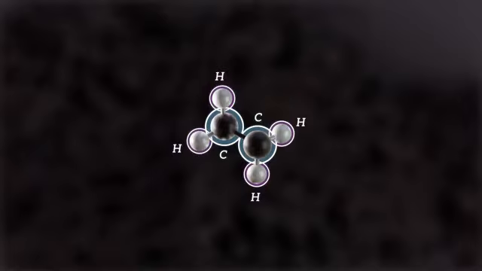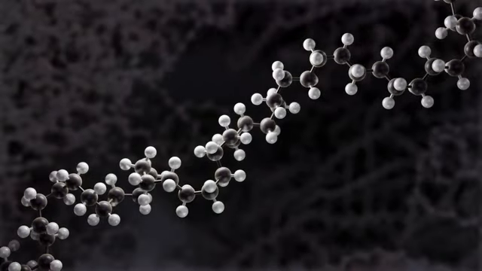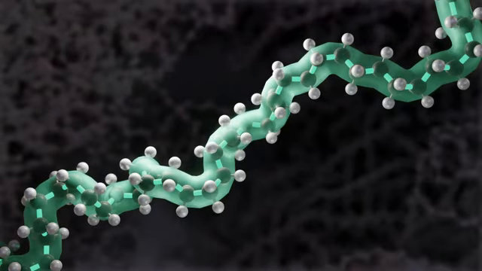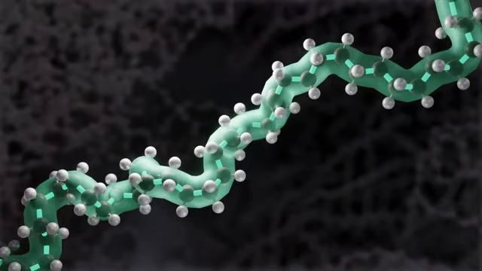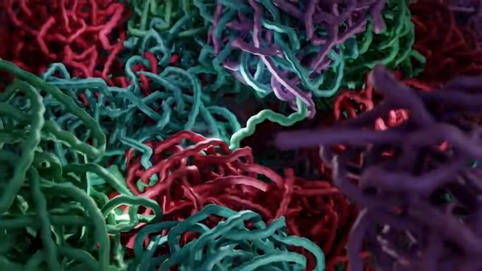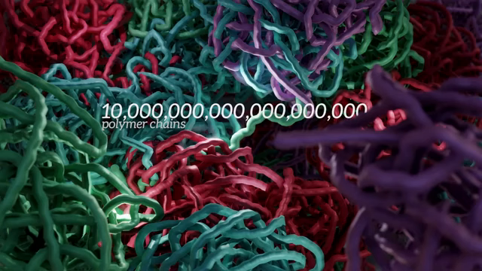Linking all of these mers together creates a long molecular chain that has a backbone of carbon atoms joined together by single covalent bonds, and side groups, which in the case of polyethylene, are all single hydrogen atoms. One polymer chain can contain hundreds of thousands of mers, and there might be 10 quintillion chains in a single gram of material. That's a 1 followed by 19 zeros.